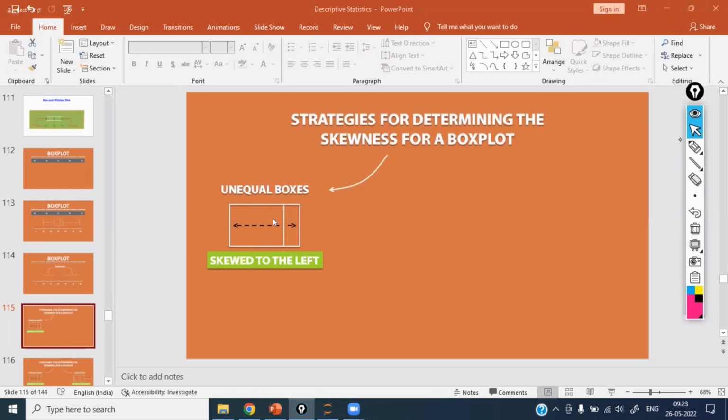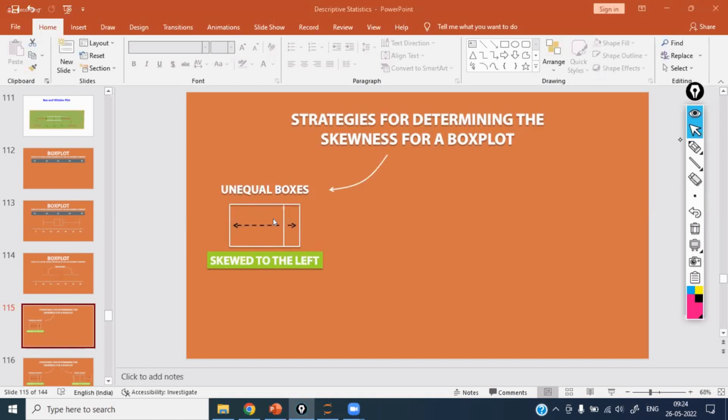How do we identify it? If you have unequal boxes, if the boxes are not the same, then which box has the maximum length? That box indicates the skew. If the left side box has the maximum length, it is left skewed. If the right side box has the maximum length, it is right skewed. The first priority is for the box.